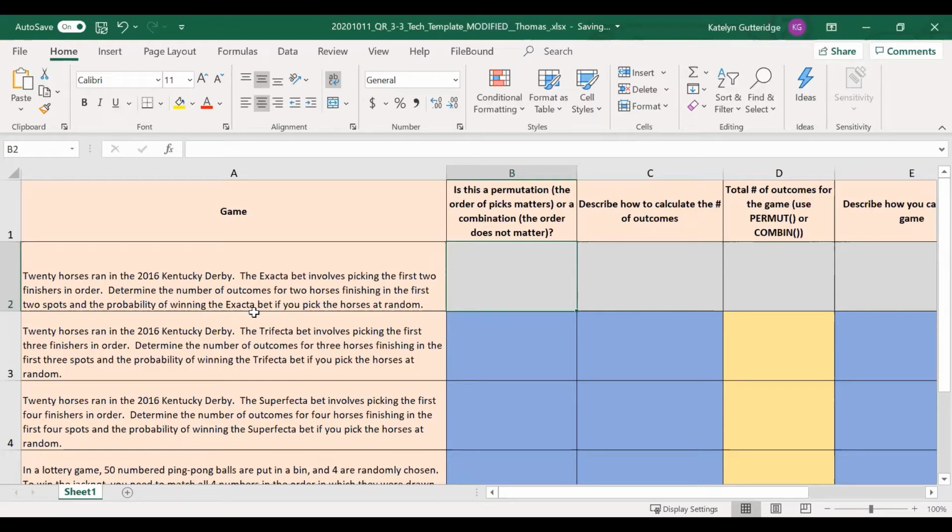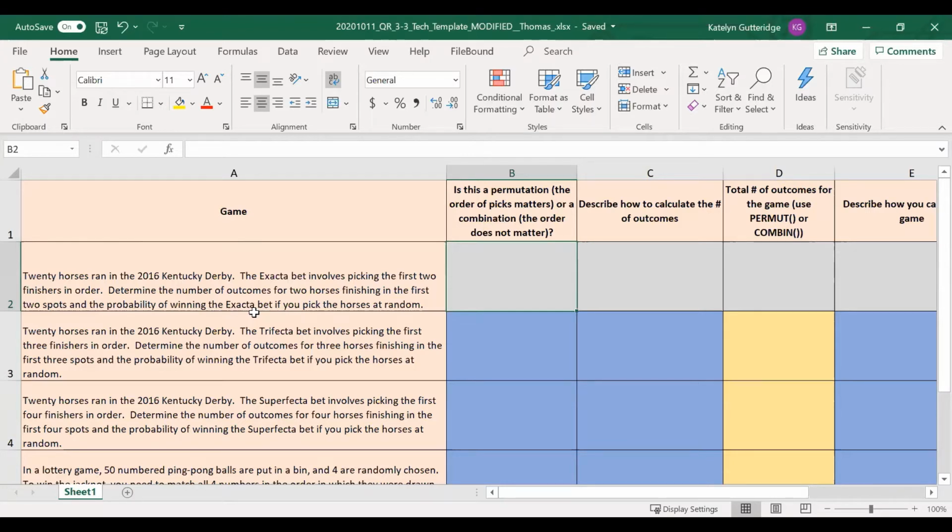In a combination, the order does not matter. So a combination would be used if you were to randomly draw 5 things out of a hat. Do you match the 5 things in any order? It doesn't matter which one was drawn first or second. All that matters is you match the 5 things that are sitting there. So that gives you the difference between combination and permutation. Just keep in mind: permutation, the order matters. Combination, the order does not matter.